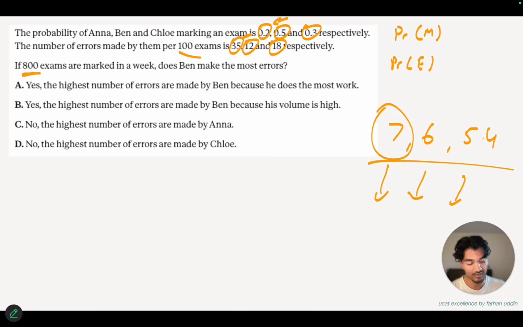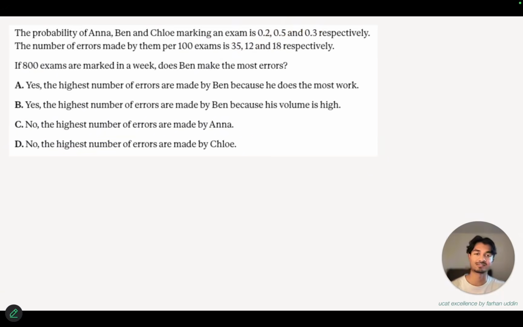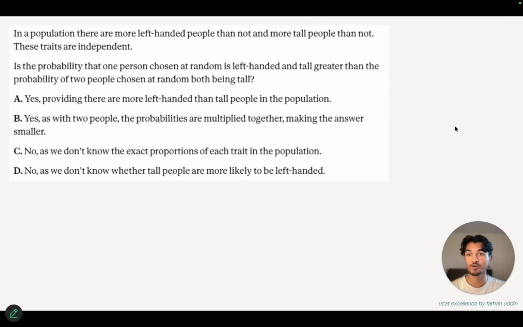So here, the independent events of marking an exam and then making a mistake on that exam, if you multiply them, you end up getting this number. You end up getting the answer of no, the highest number of errors are made by Anna. So there you go. That's the answer to that question. Let's move on to our next question. Feel free to pause the video here and have a go.